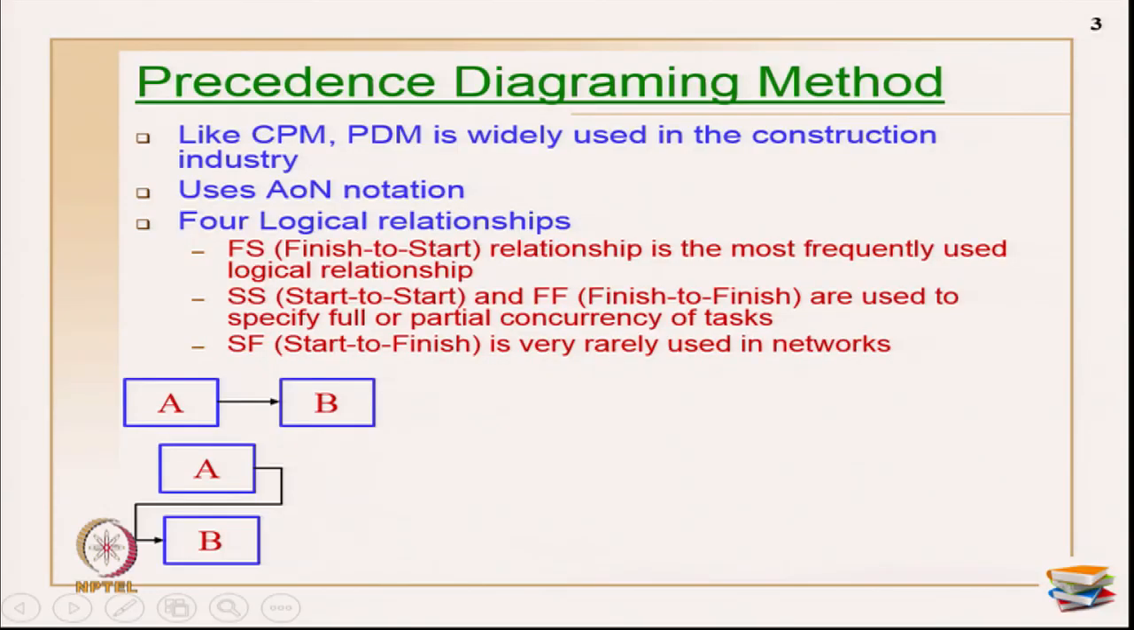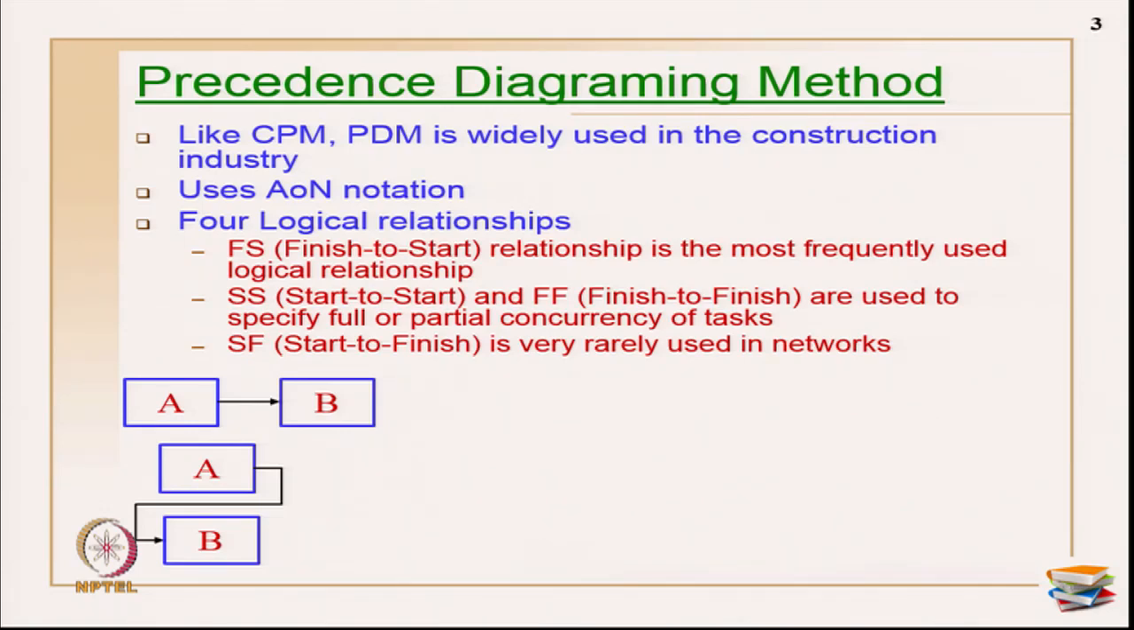So, what are the four logical relationships? Number one is the finish start relationship. As you can see here, this is the most widely used relationship in CPM network, CPM, PERT and so on. This is nothing but when an activity is executed completely, then the next activity starts. That is the meaning of after finishing, the other activity is starting. So, primarily it defines the relationship between any two activities.